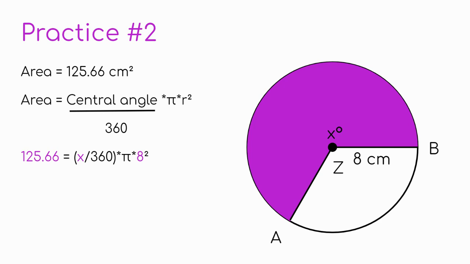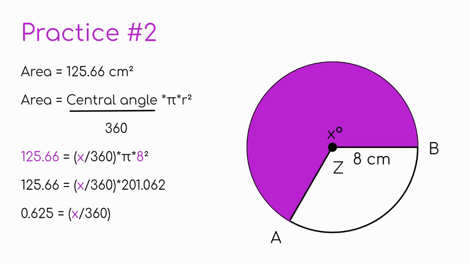So now I'm going to combine everything outside the parentheses. So I'm going to do pi times 8 squared and get 201.062. I want to get rid of that 201.062. Right now I'm multiplying. To get rid of it, I'm going to divide both sides. So 125.66 divided by 201.062, I get 0.625 equals x over 360. To get rid of divide by 360, I'm going to multiply both sides by 360. So 0.625 times 360 is 225 degrees. So my central angle is 225 degrees.